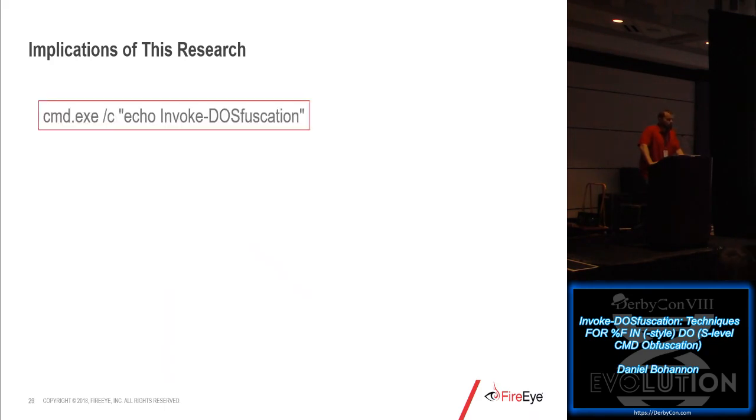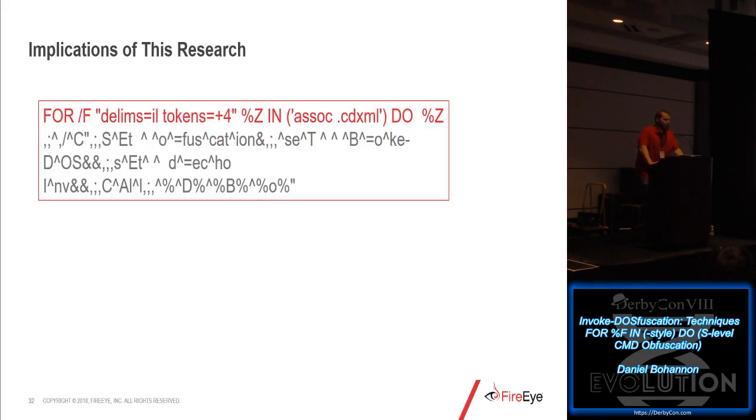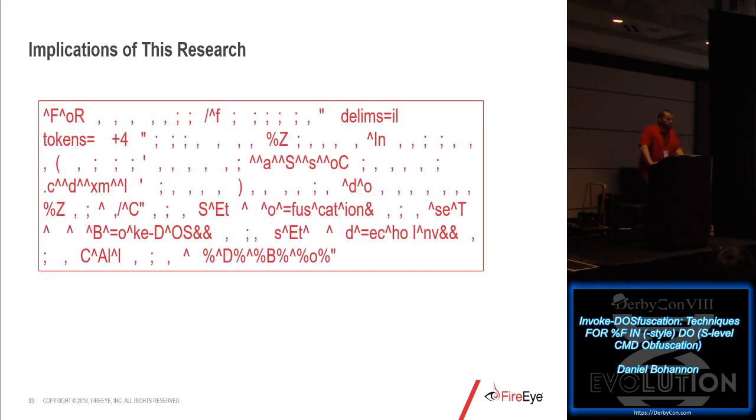So, at a high level, by the end of this talk, we'll be able to take any arbitrary command, like this simple echo command, and add layer upon layer of obfuscation and get something that looks more like this, and we'll see exactly how it all still works.